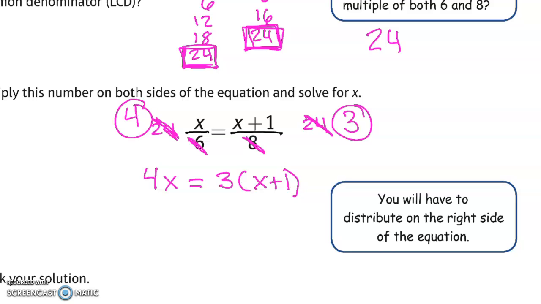So now we're going to solve like normal. What do I need to do in order to solve this normally? Go ahead and distribute. When I distribute, I get 4x on the left-hand side. It's still the same. I get 3x on the right-hand side. And then I get 3 times 1 makes positive 3.